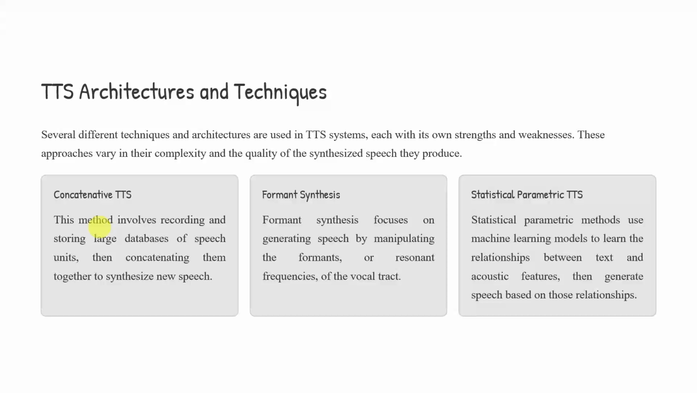So what are the text-to-speech architectures and techniques? We have several different techniques and architectures used in text-to-speech systems, each with its own strengths and weaknesses. These approaches vary in their complexity and the quality of the synthesized speech they produce. That means we are not generating an original voice of ours when we give the input.